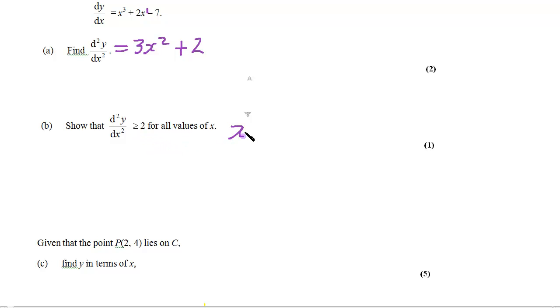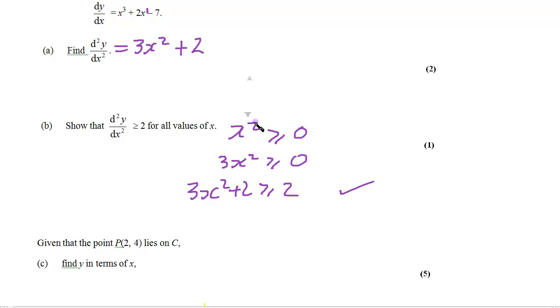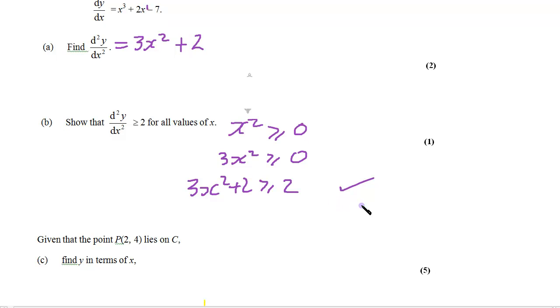Now we want to show this is bigger than or equal to 2 for all values of x. Well, we know that x squared is greater than or equal to 0. So therefore 3x squared is greater than or equal to 0. And therefore 3x squared plus 2 is greater than or equal to 2. Just go through this point. x squared is greater than or equal to 0 because all square numbers are positive.